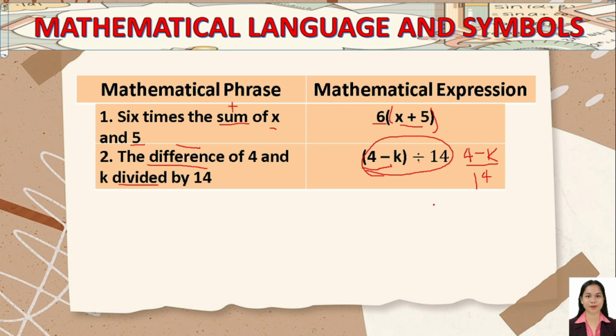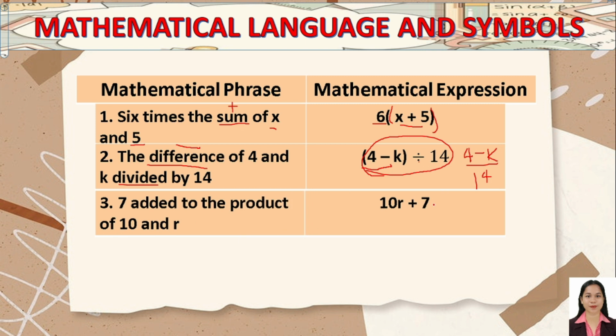Then number 3, 7 added to the product of 10 and r. Okay, product of 10 and r, so we multiply 10r, then added to 7, so plus 7. Or you can write this as 7 plus 10r. That is fine, because since this is addition, nothing changes if we interchange the terms. The value stays the same.